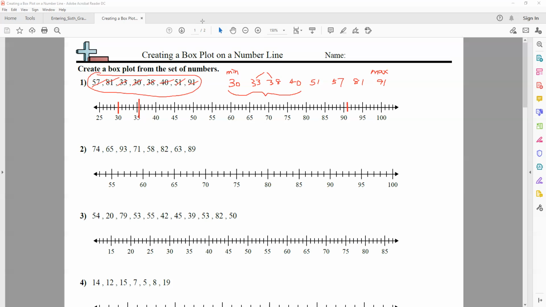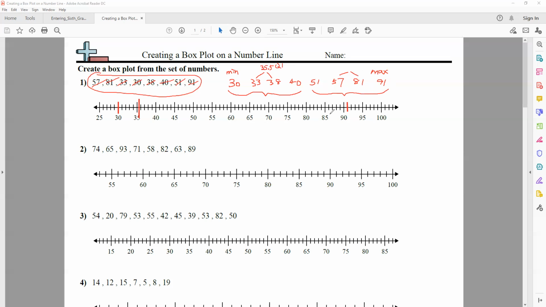Let me write this now. So this is called Q1. 35.5. If you're not sure, all you have to do is add 33 and 38 and then divide by 2. This right here is called Q1, or first quartile. Now you're going to do the same thing over here. Between 57 and 81, you have to find that middle number.